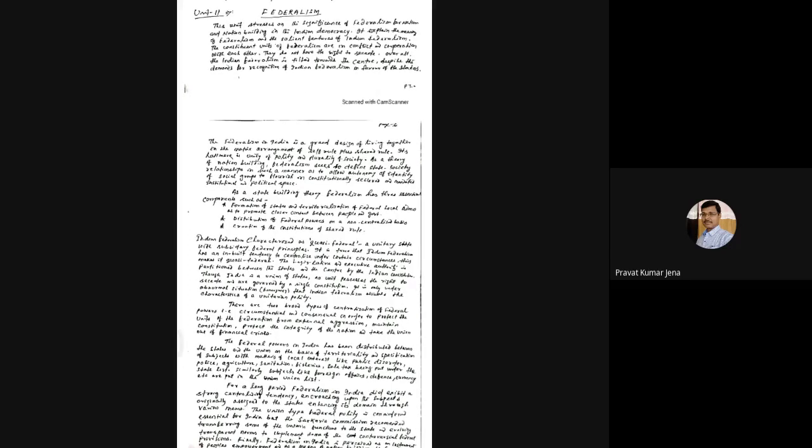So in this unit traces the significance of federalism for nation and nation building in the Indian democracy. It explains the meaning of federalism and the salient features of Indian federalism. The constituent units of federalism are in conflict and cooperation with each other. They do not have the right to secede.